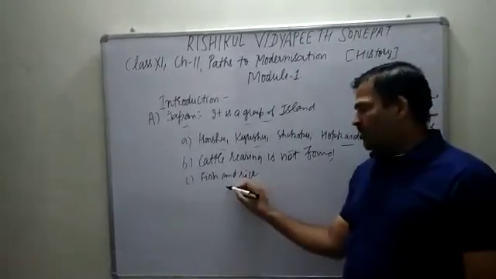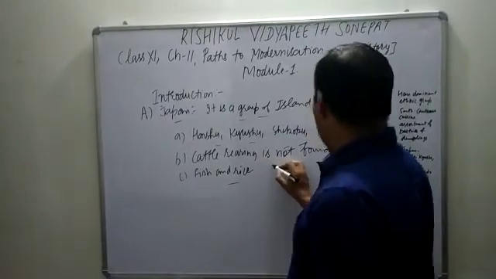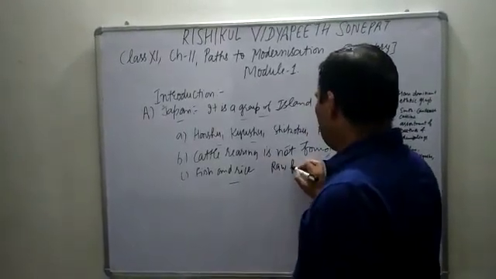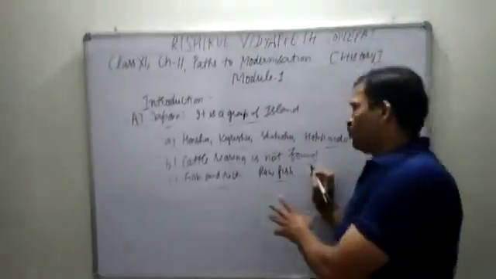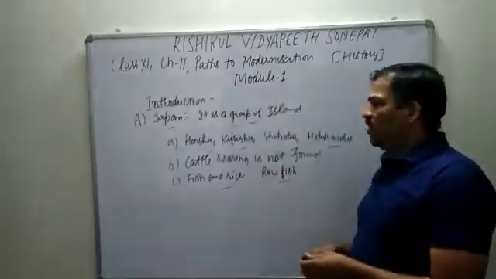Next, fish and rice are eaten, and the most important is raw fish, which has a maximum of the protein that is helping the Japanese. So these things we will be discussing in this chapter.